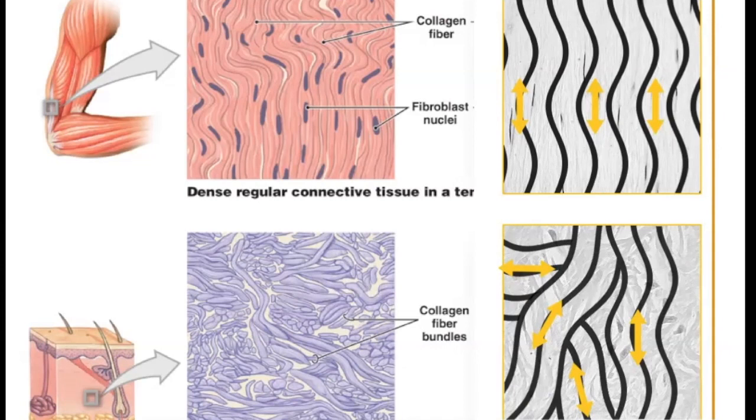Whereas your dense irregular is going to be surrounding the organ in a capsule and experiencing stress in many different directions. And because it's arranged in all these different directions, it's going to be able to resist it in all those directions. Not quite as strong as this, but it's resisting it from different directions.